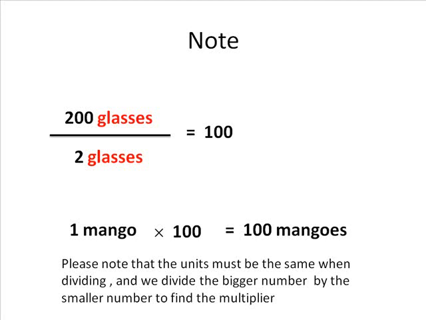Now this 100 becomes our constant multiplier. Now 1 mango multiplied by 100 will give us 100 mangoes. Good. Please note that the units must be the same when dividing, and we divide the bigger number by the smaller number to find the multiplier.